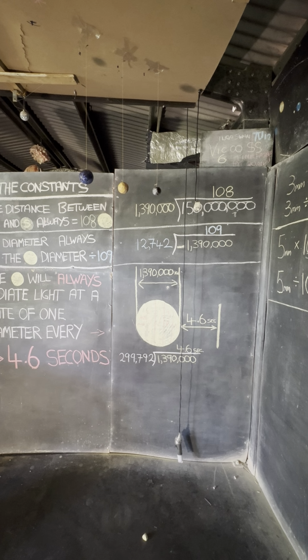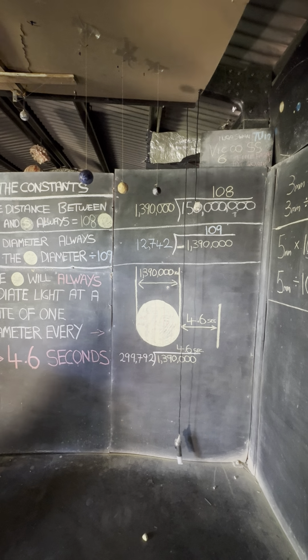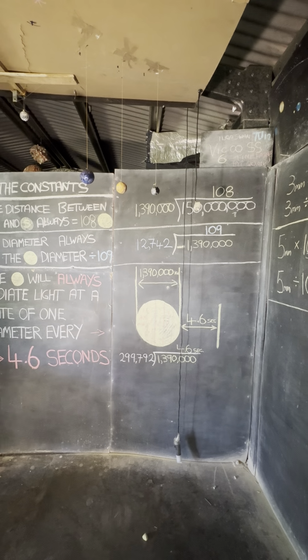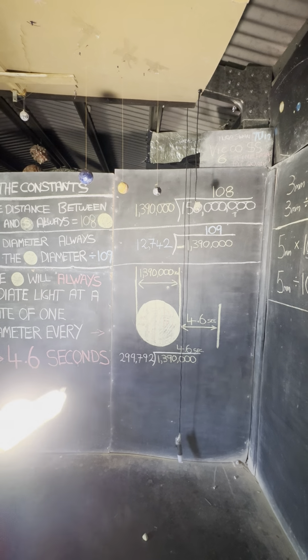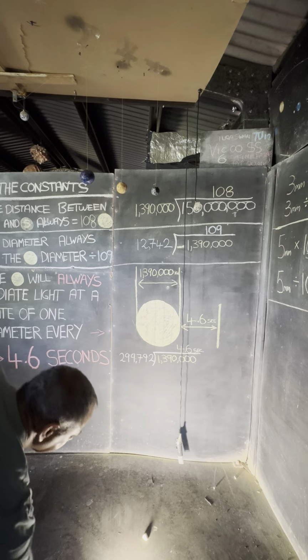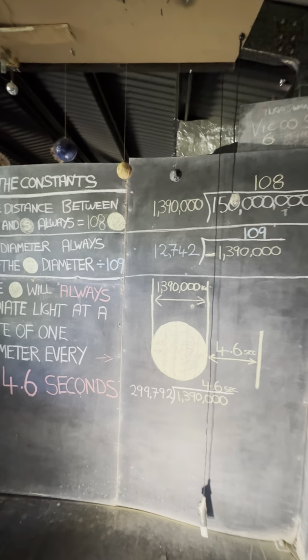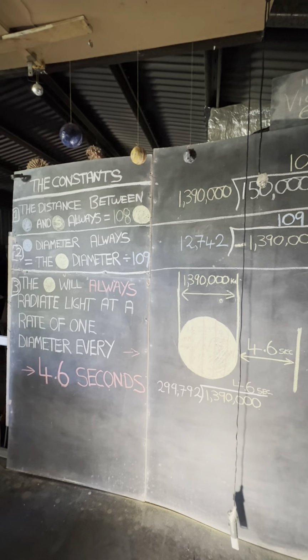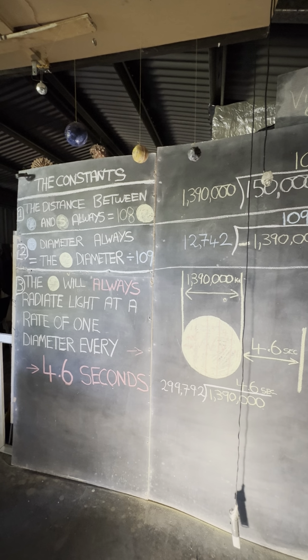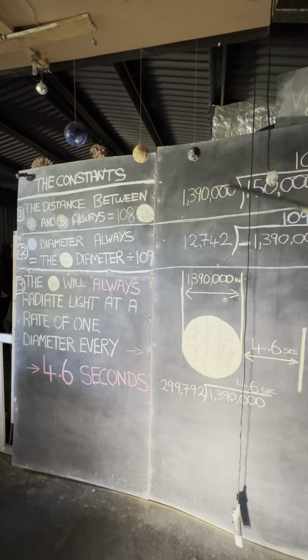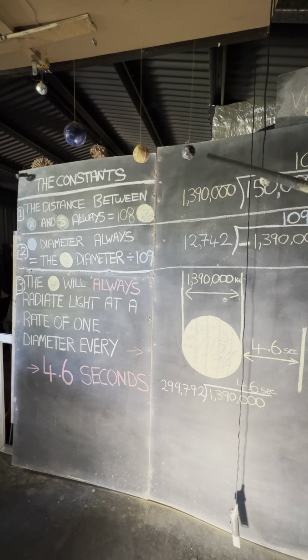Now, what we have here, this is to scale, okay? We've got the sun, right? Let's get a bit closer. We've got a sun. It's a 5 millimeter bulb, okay? There. We've got Mercury, and these are all to scale, okay?